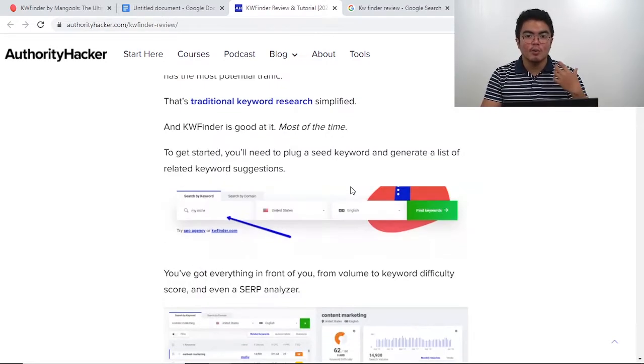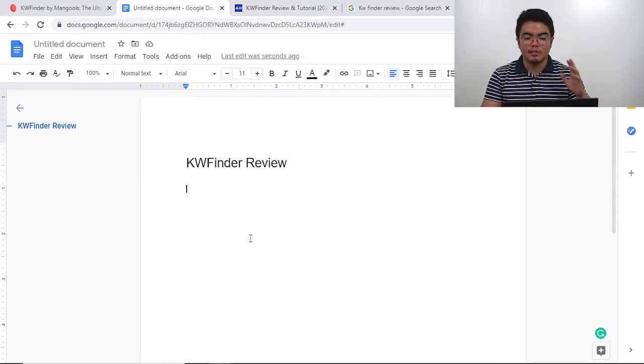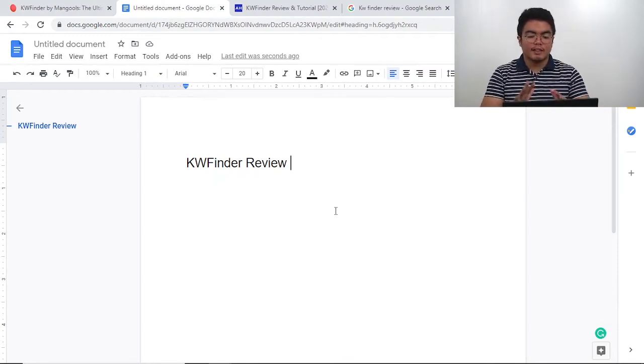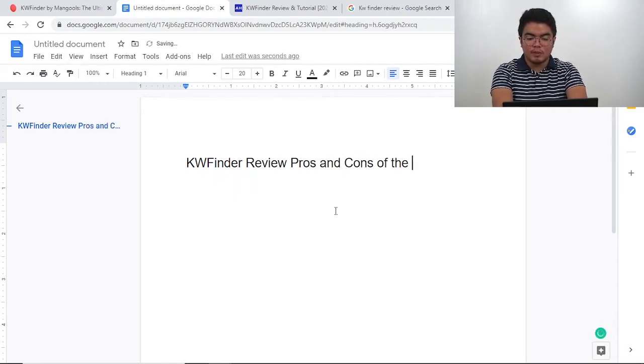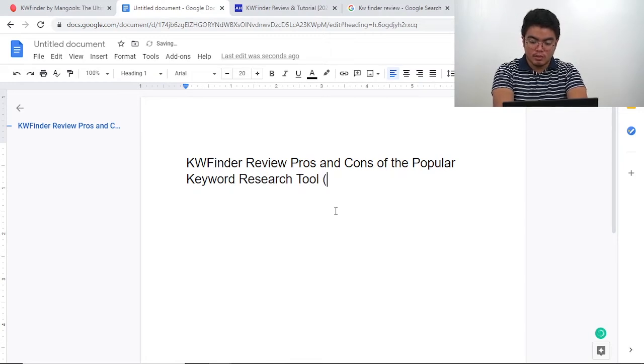But for us, we're targeting people who don't know anything about keyword research. So probably the first thing on their mind is going to be, do I really need a keyword research tool? So we can put that in the title itself. My title is going to be KW Finder Review, Pros and Cons of the Popular Keyword Research Tool, plus how to determine if it's right for you.